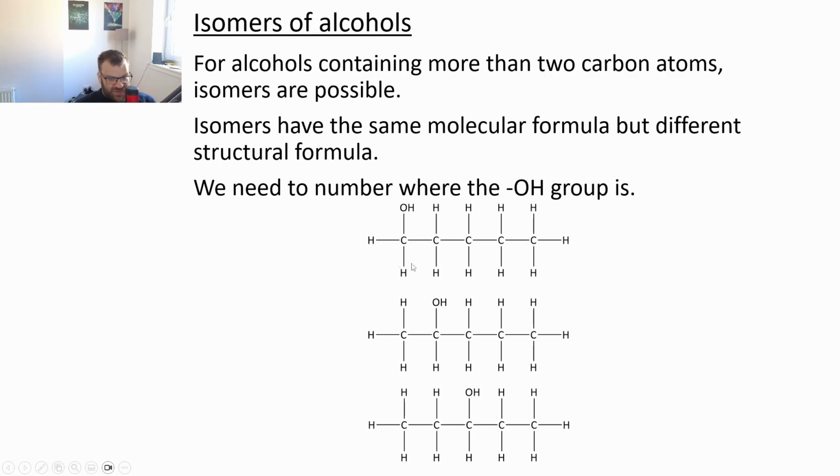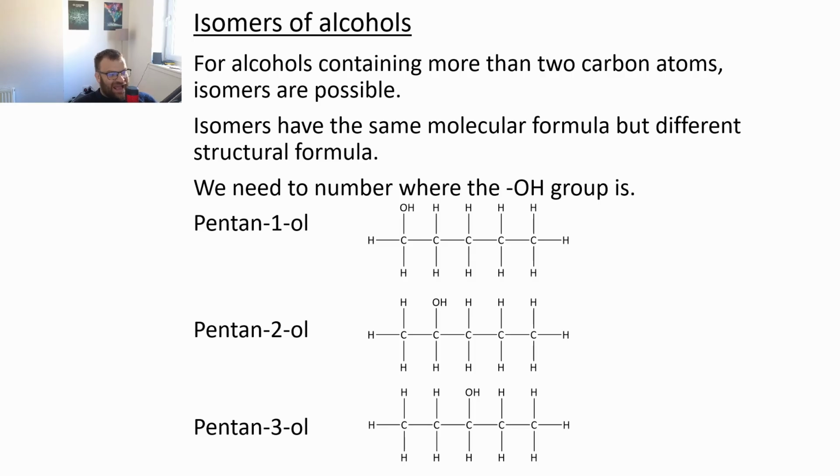So looking back at our first one, the alcohol group, the OH group, is on the very end. That's in position 1. We have got pentan-1-ol. Second one, we've moved it across a position. So instead of 1-ol, we've got 2-ol, so pentan-2-ol. And the next one, we've got 3, so it's going to be pentan-3-ol. In the same way as we did with the double bonds between the carbons, we want to have the smallest number that we can. We want to number from the end closest to the functional group.